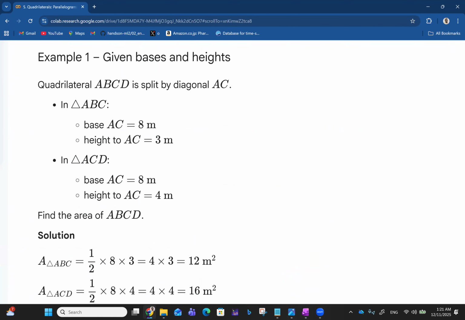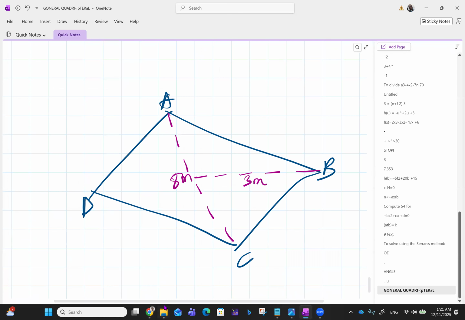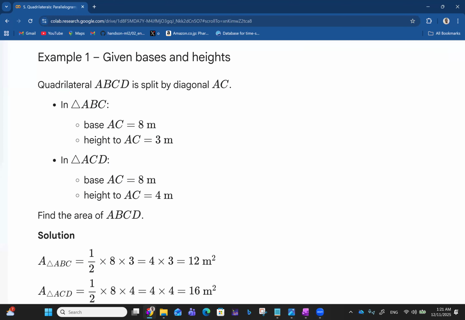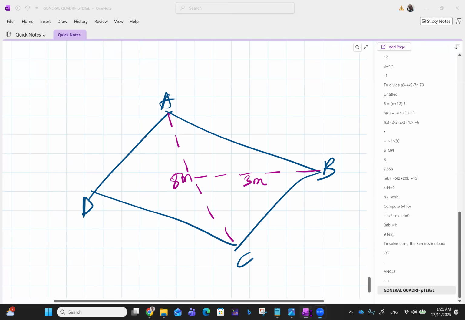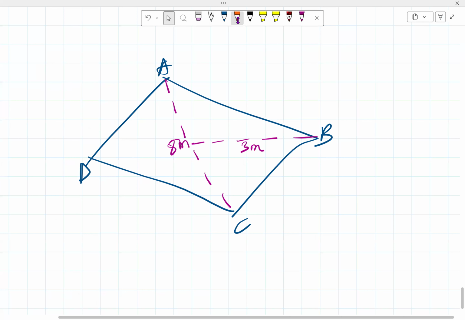Then in the triangle ACD, the base AC, of course, remains 8 meters. It's still the same AC. But the height to AC is 4 meters. So now if you drop this height here, it's 4 meters in this case. So everything is settled, right?